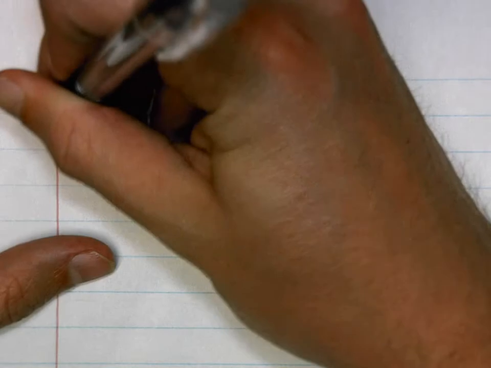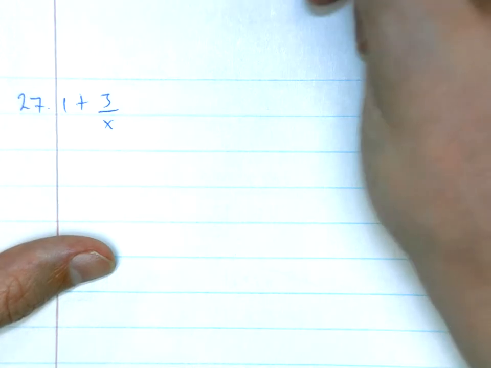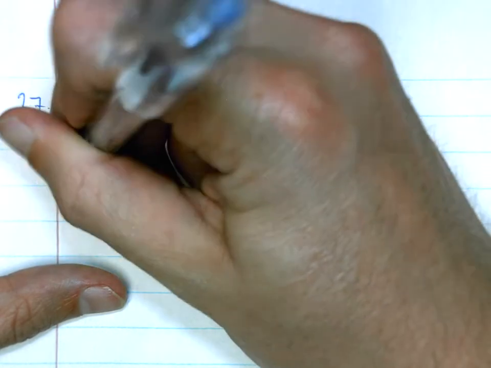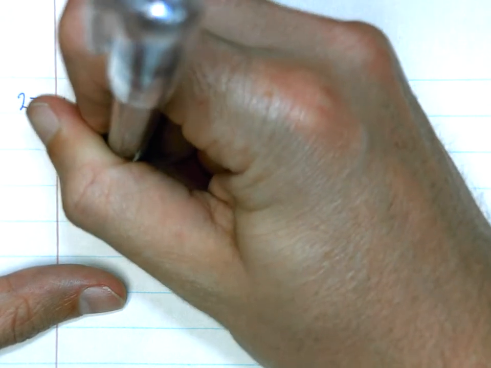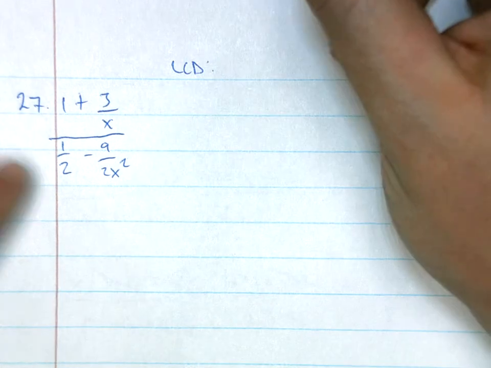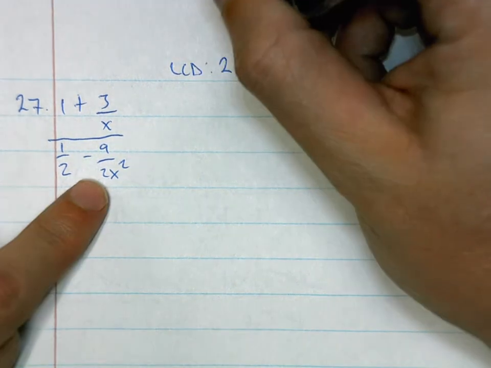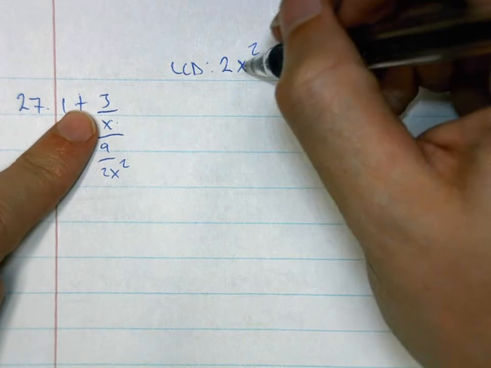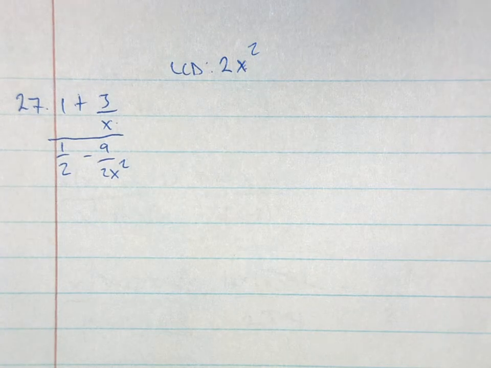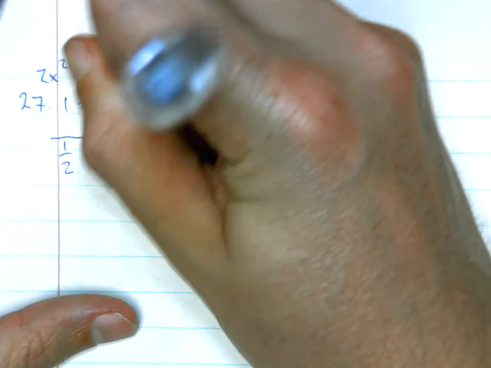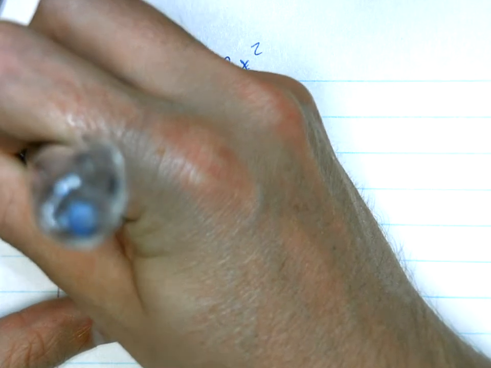One plus 3 over x all over 1 over 2 minus 9 over 2x squared. So our LCD, we need to get rid of the 2, and we need to get rid of the x squared. We don't got to worry about the x because that's already covered by the x squared. So everything gets multiplied by 2x squared. This times 2x squared, this times 2x squared, this times 2x squared, and this times 2x squared.